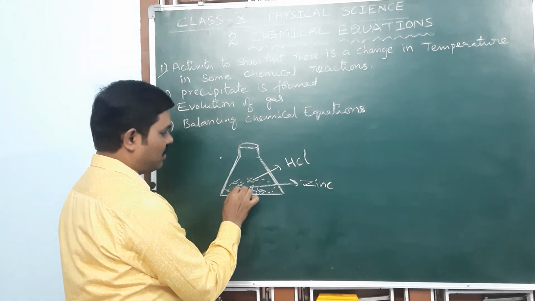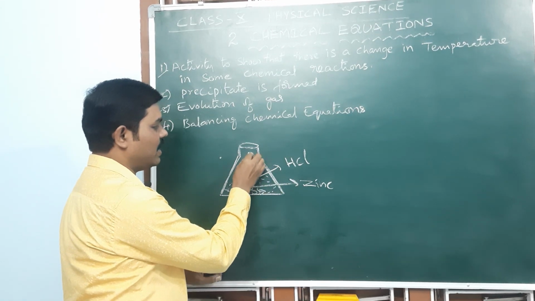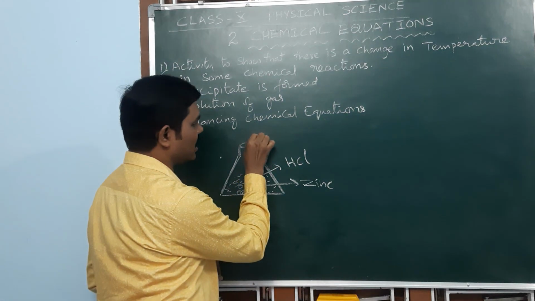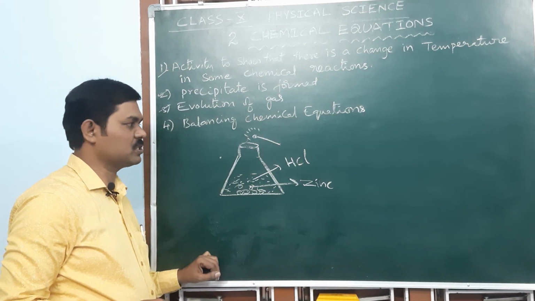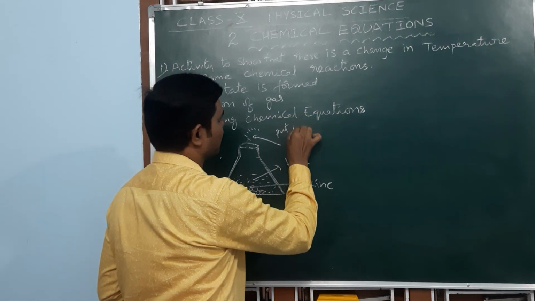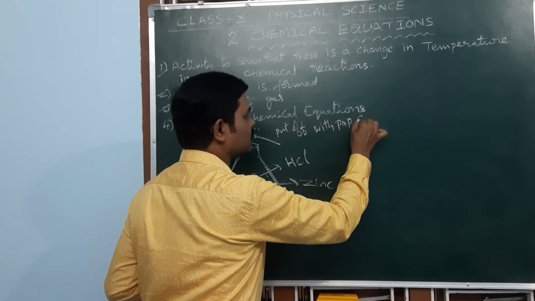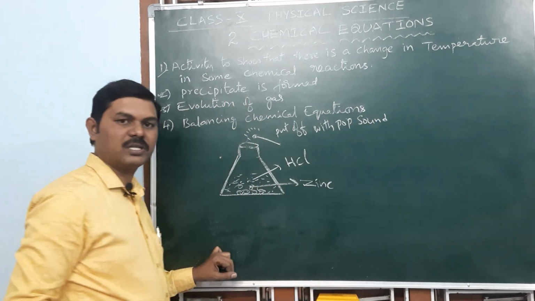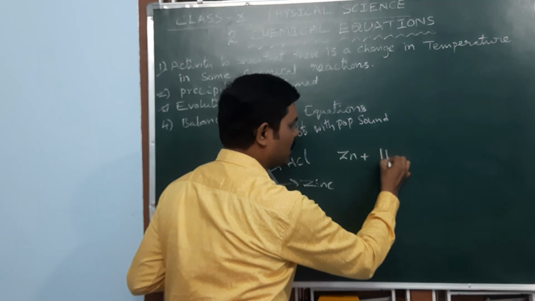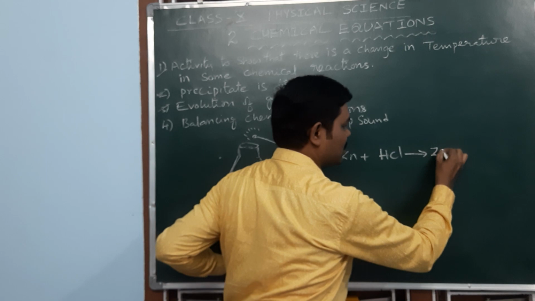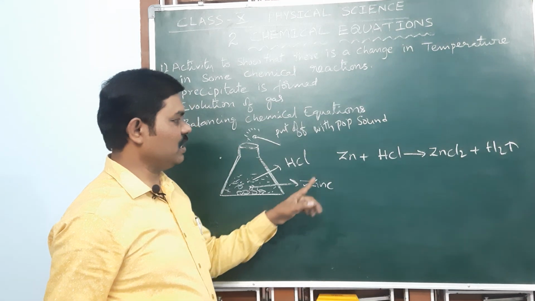So here a chemical reaction takes place between the zinc and hydrochloric acid. A gas is produced here. If you introduce a burning matchstick here, this burning matchstick will be put off with a pop sound. So the gas which puts off the matchstick with a pop sound is known as hydrogen gas. So in a chemical reaction like this, zinc reacts with hydrochloric acid and produces zinc chloride and hydrogen gas. So this is the chemical reaction for this.